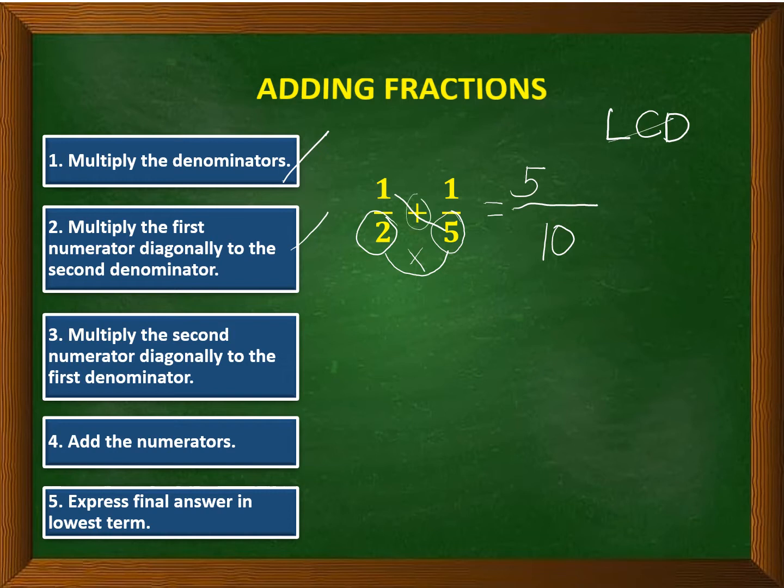Then copy the symbol, which is addition or plus. And then third, multiply the second numerator diagonally to the first. So we cross multiply. 1 times 2 is 2. Then we add the numerators. So let's add. What is 5 plus 2? 5 plus 2 is 7. Then copy the denominator, which is 10.